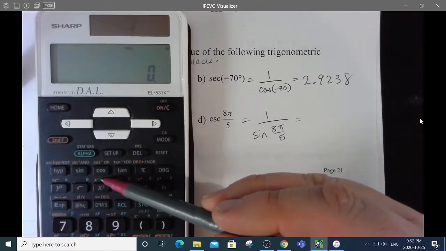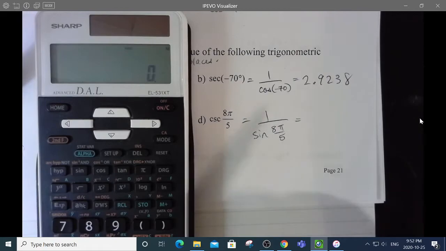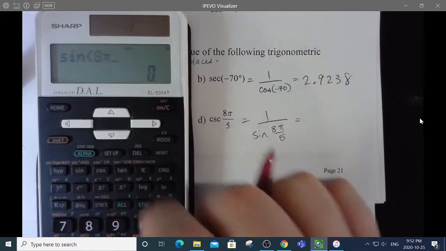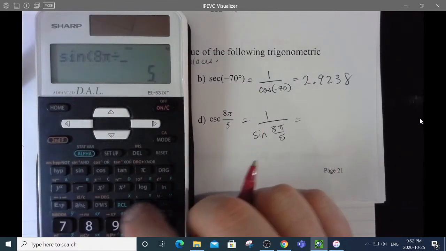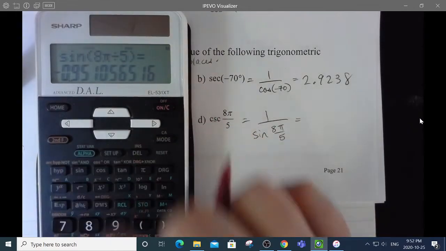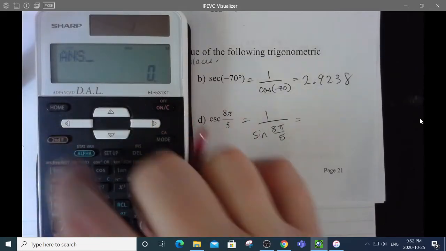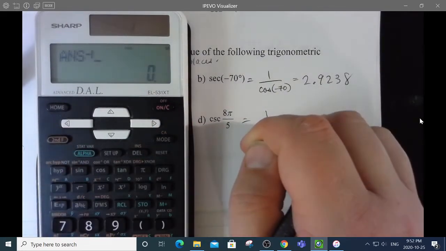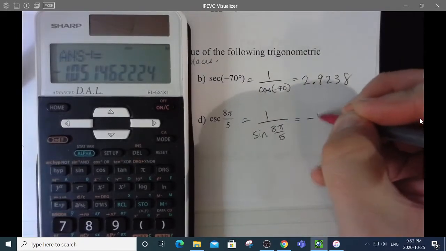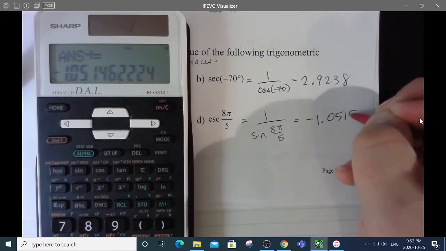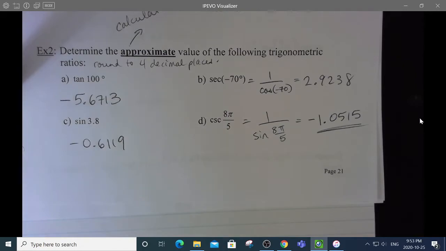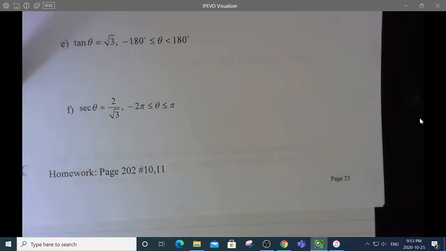It's x to the negative 1. So instead of just dividing 1 by that, I'm going to try the other button. So it's the sine of 8 pi divided by 5, and close my bracket, and then get an answer. And then I am just going to take my answer and take it to this reciprocal, to the power of negative 1. And there we go. Negative 1.0515. Okay, and that's examples 1 and 2. Moving on to example 3.